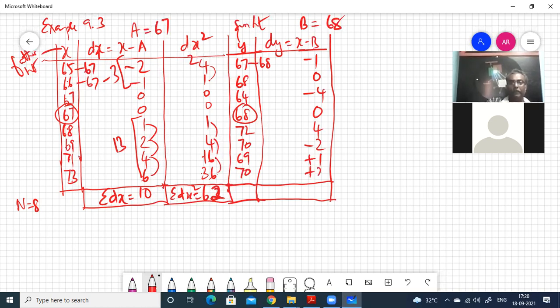70 gives plus 2. So sigma dy now you have to get. For 70 you have written minus 2, but it is 70 minus 68, so plus 2. Minus 2, plus 2, yes, you're correct. Very good. So this means plus 5 is there, and minus 5 is there.